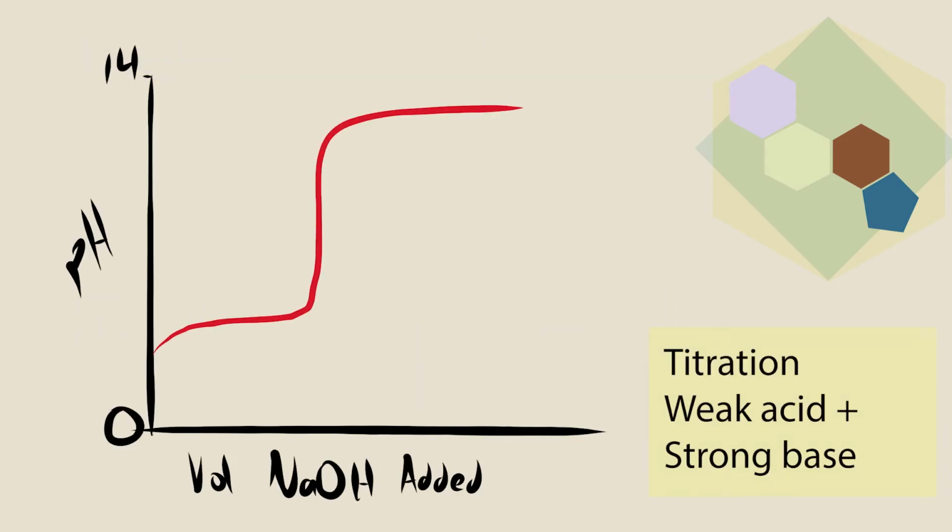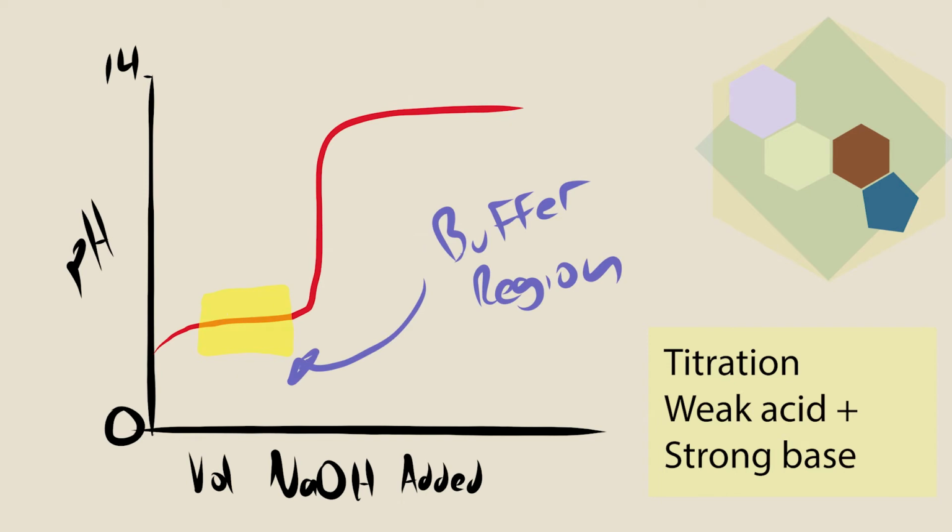In the context of a titration of a weak acid with a strong base, the buffer region is the area where some of the weak acid has been converted to its conjugate base and there is an appreciable amount of both weak acid and conjugate base present. This is an area before the equivalence point has been reached.